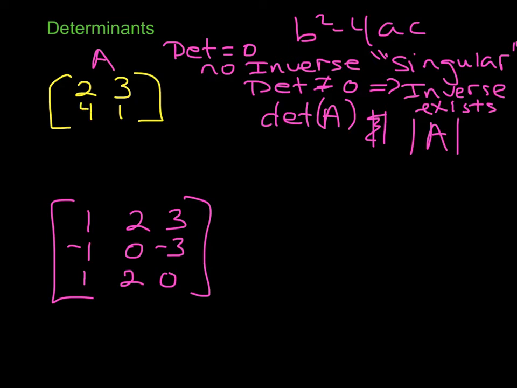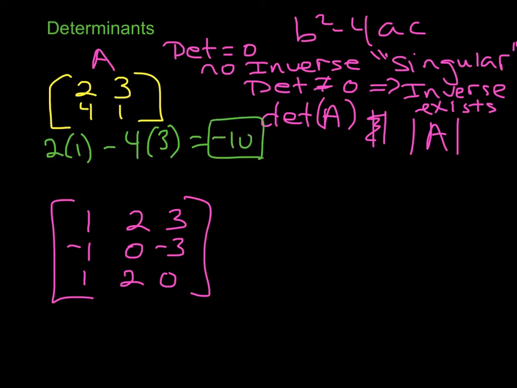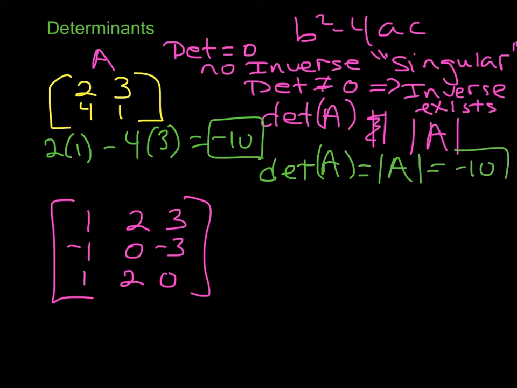The way that we find the determinant is we multiply on the two diagonals and we subtract them. So for a 2 by 2, it's pretty simple. I'm just going to do this diagonal times this diagonal. What that looks like if I write it out is 2 times 1 minus 4 times 3. So we have 2 minus 12, which is negative 10. So the determinant of A, or the determinant of A with that other symbol, equals negative 10.